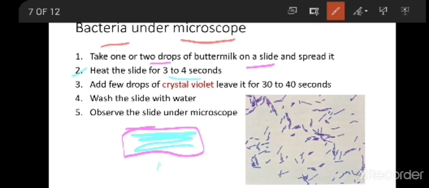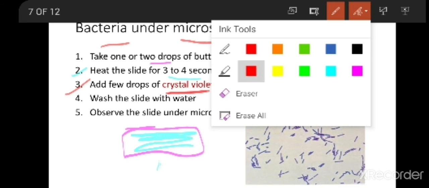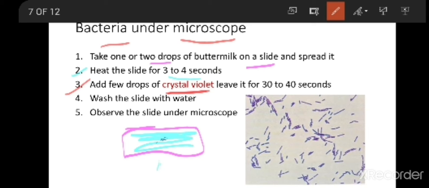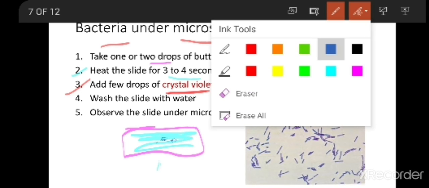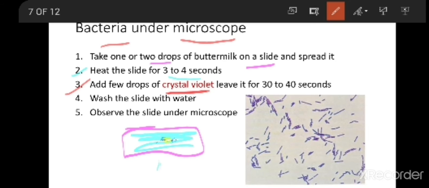And next, after that, you have to add a few drops of crystal violet. Here crystal violet is a staining agent we are using to observe the bacteria under the microscope. After heating the slide, you have to add 1 or 2 drops of crystal violet on the slide. It is violet in color, right? So 1 or 2 drops of crystal violet you have to add. Here I am doing with yellow color. So 1 or 2 drops of crystal violet you have to add.